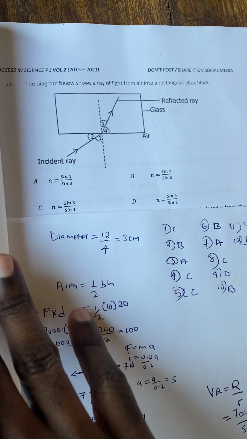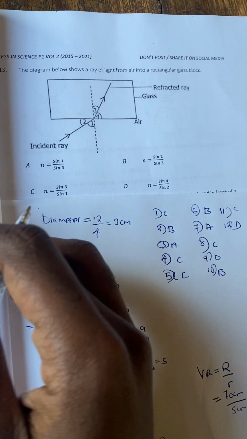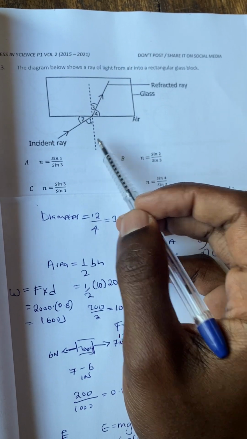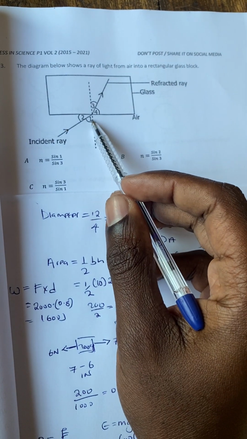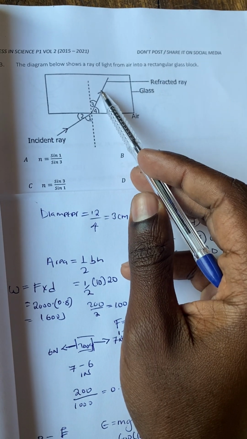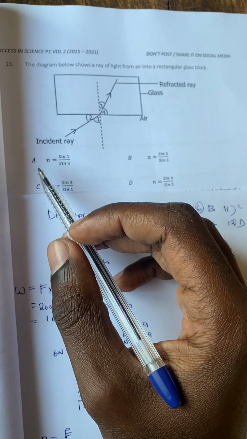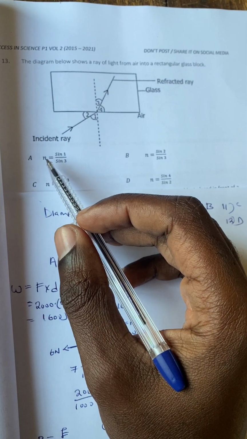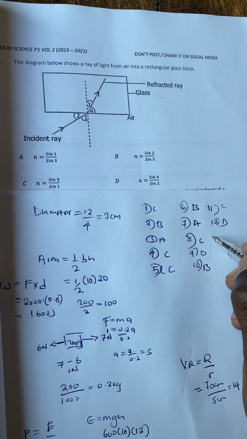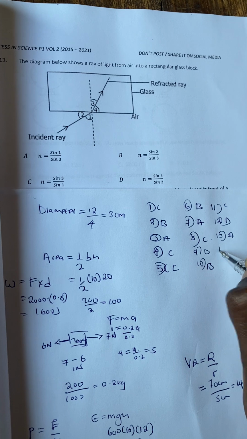Refractive index is equals sine incidence over sine refraction, and sine incidence is the angle between the normal, which is this one, and the incident ray, which is 1, and the angle of refraction is the angle between the refracted ray and the normal, which is 3. So the correct answer for this one is going to be A, which says n is equals sine 1 over sine 3. So question 13, A.